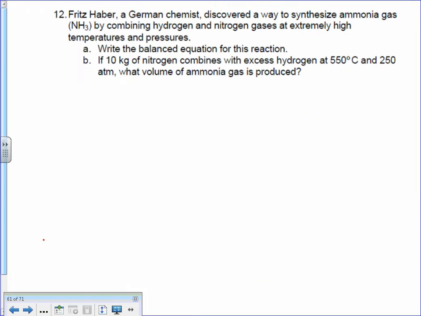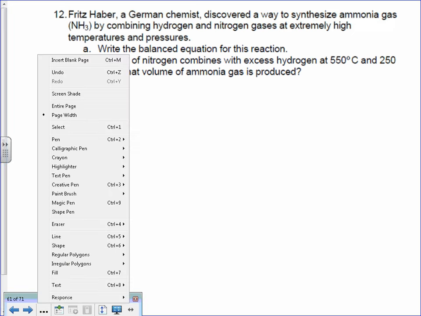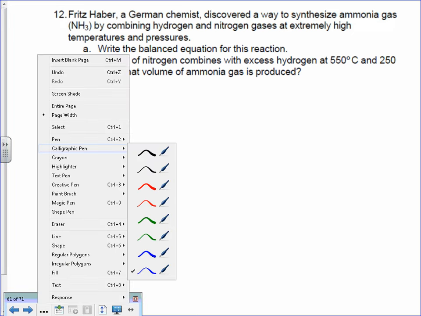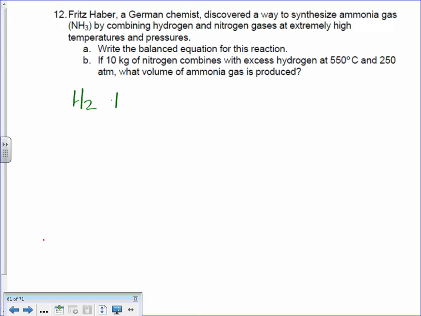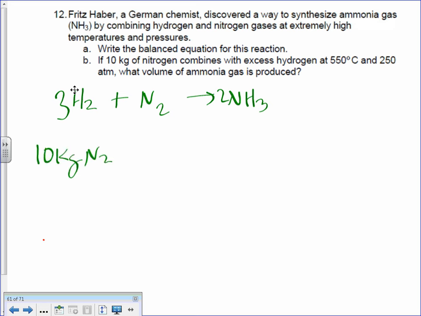All right, 12. I'm feeling that I need to probably go over this one as well. Go ahead and tell me the reaction. Give me one of the reactants. H2, H2 plus N2 yields ammonia, and you balanced it by, okay? So 3 for the H2, 1 for the N2 and 2 for NH3. 10 kilograms of nitrogen, N2, is combining with excess hydrogen.